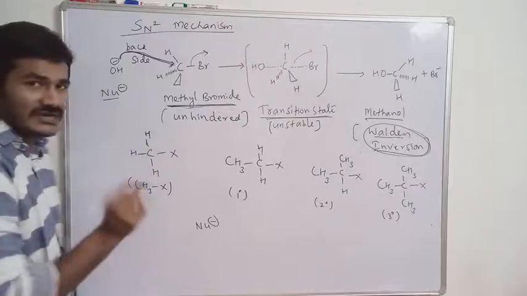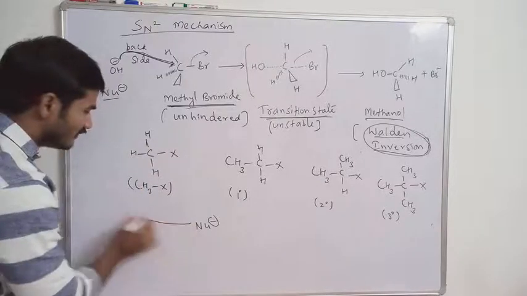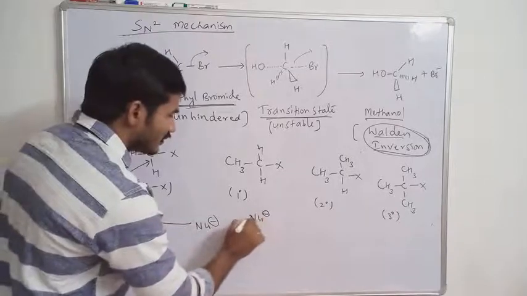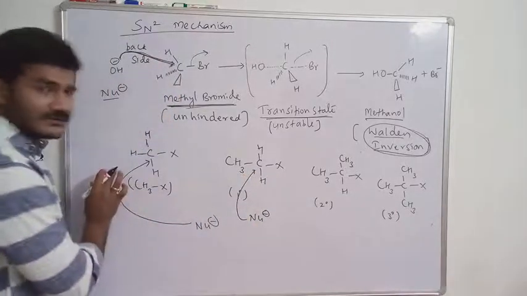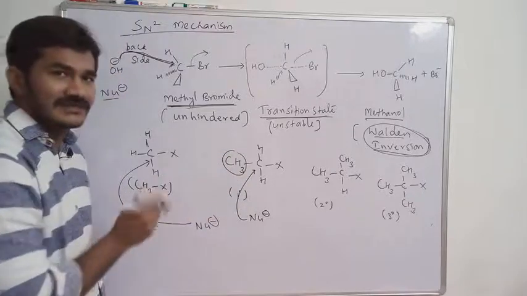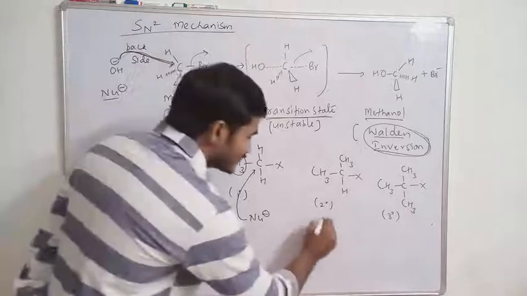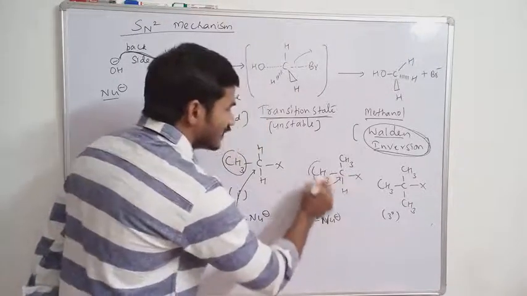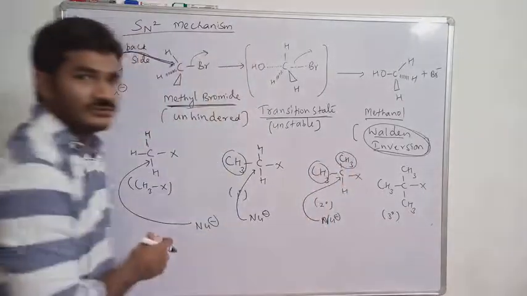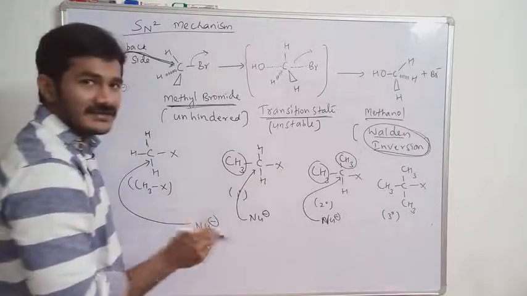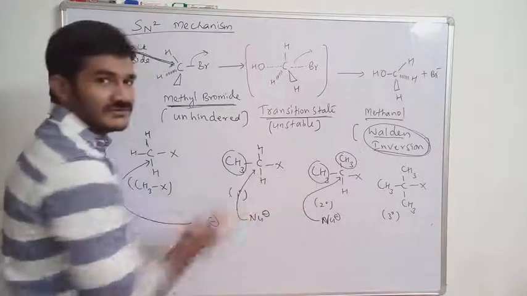On these three sides we have only hydrogen atoms, so the nucleophile can easily attack here. Whereas here, the nucleophile can attack, but compared to this it is slightly hindered, because it has one bulkier group called methyl. In this case, it is a little more difficult because it contains two bulkier methyl groups. Compared to this, it is a highly hindered molecule, so reactivity decreases.